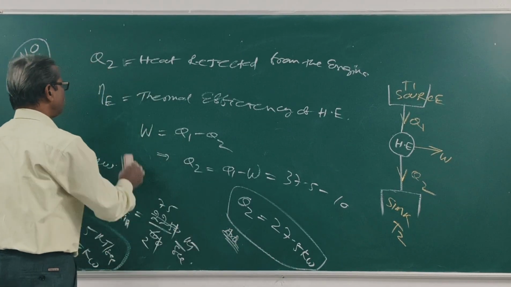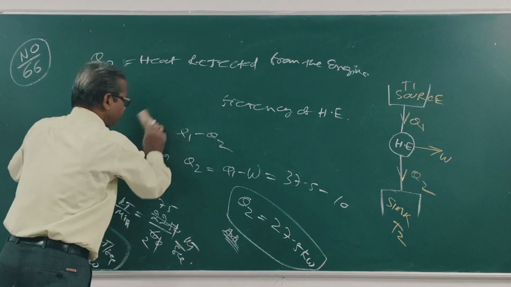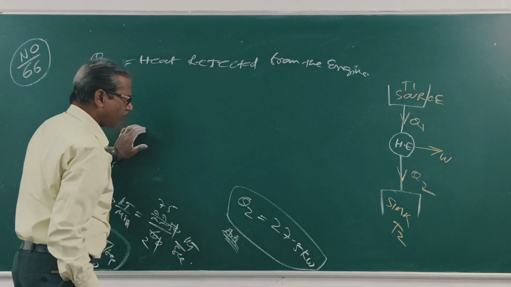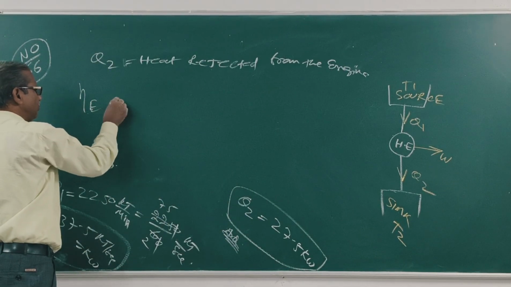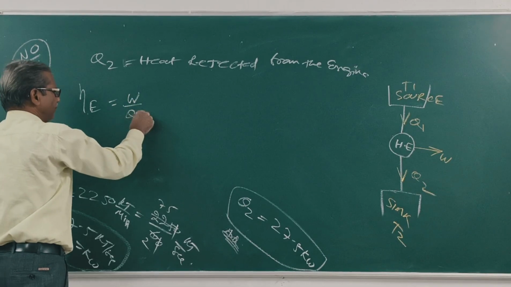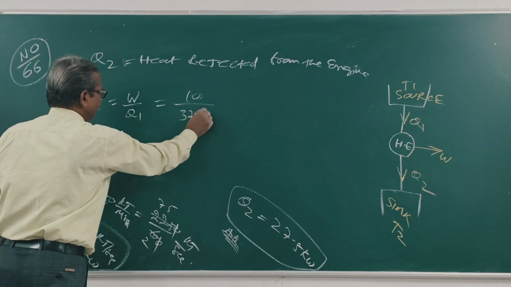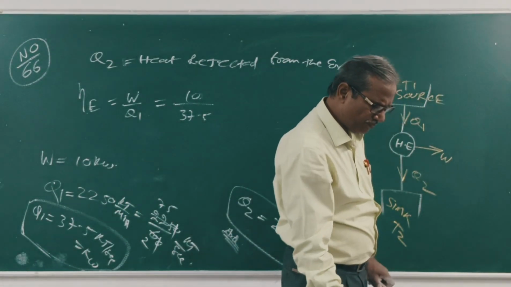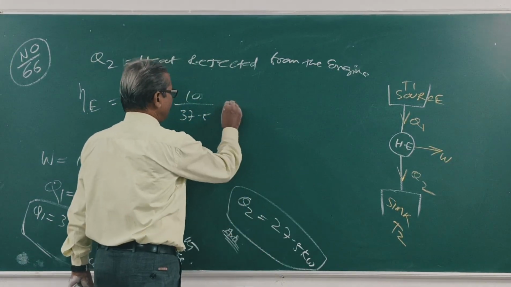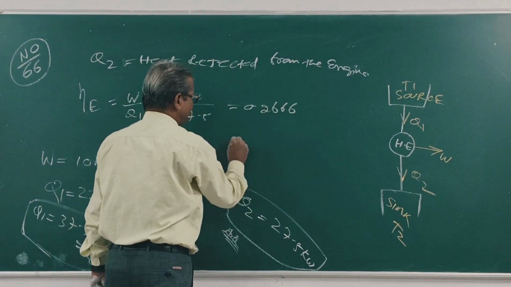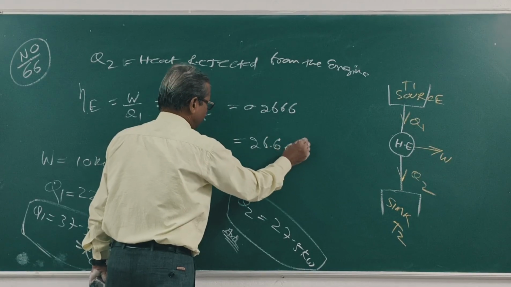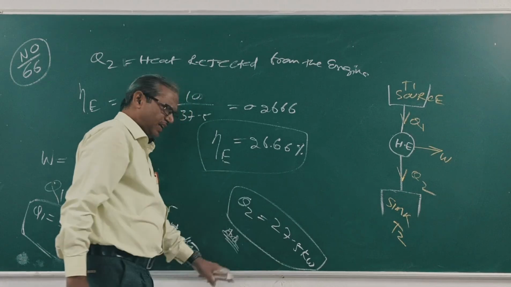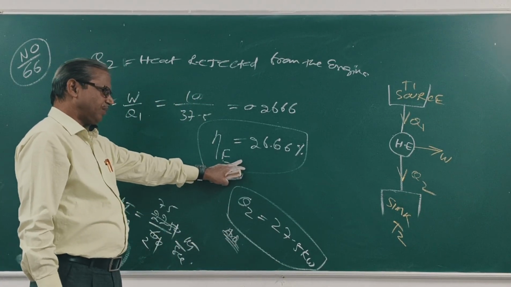Now, efficiency. Eta engine is equal to W by Q1, 10 by 37.5. Right? This is 0.2666, that is 26.66%. This is the heat rejected from the engine, and this is the efficiency of the heat engine.